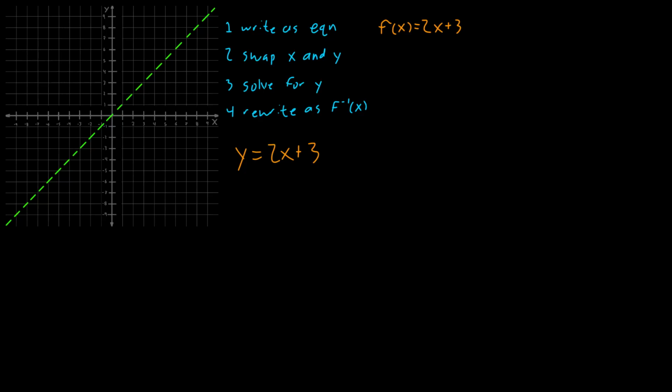So this is step 1 here. So I'll just write a 1. And now we want to swap the x and the y. This becomes x equals 2y plus 3. So this is step 2 done.